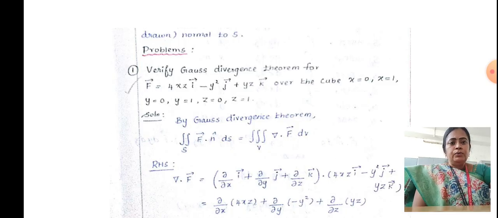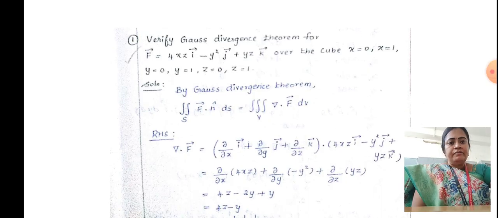All of you know that by the definition of Gauss divergence theorem, double integral over S f vector dot n cap into ds equal to triple integral over V del dot f vector into dV. For verification, we have to prove the left hand side and right hand side to be equal. So for this I am taking the right hand side. For right hand side, let us first solve del dot f vector.